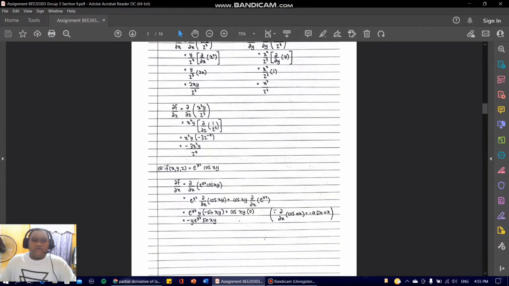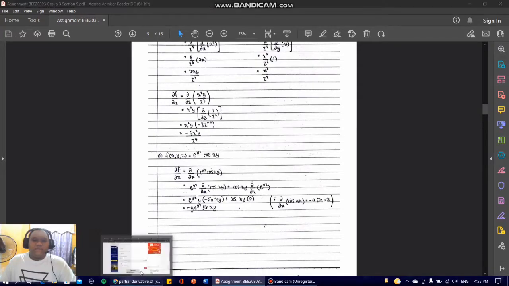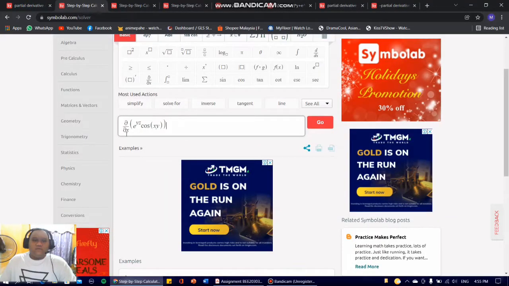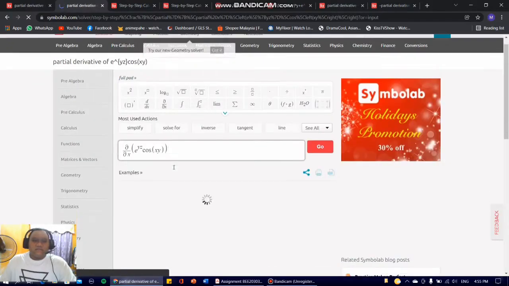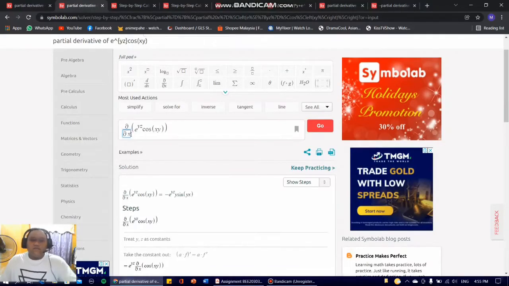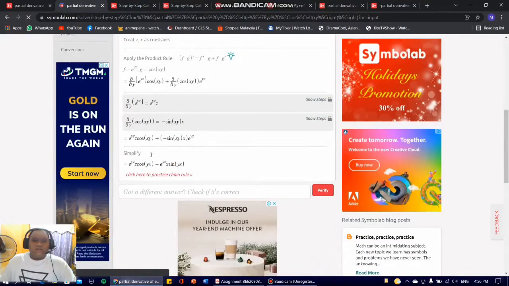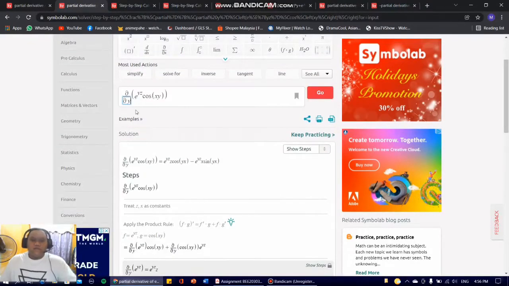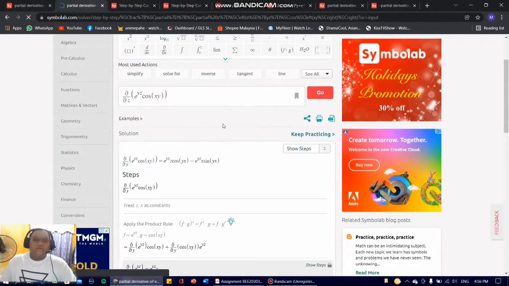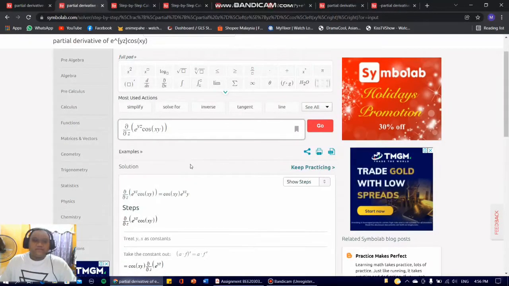Next, we move to 2A2. Given the function exponent yz cos xy, we have to find the differentiation with respect to x, y, and z. We first differentiate with respect to x, and we got this as the answer. Then we move to y, and we got this as the answer. Then we move to z, and we got this as the answer.